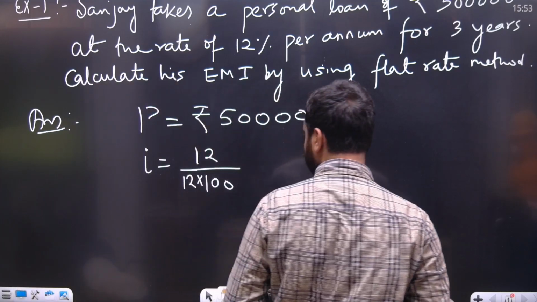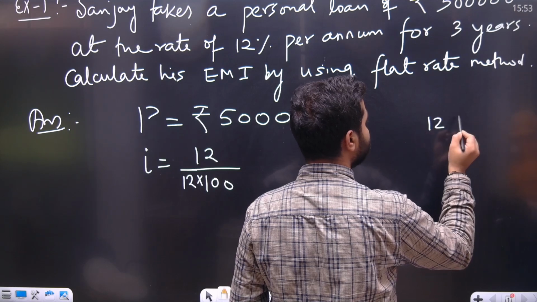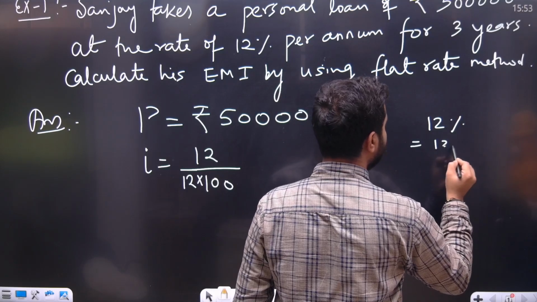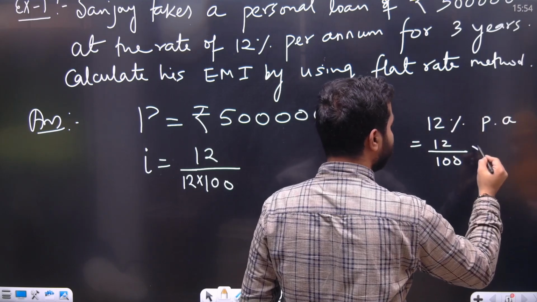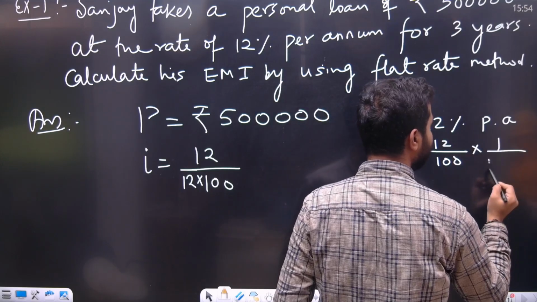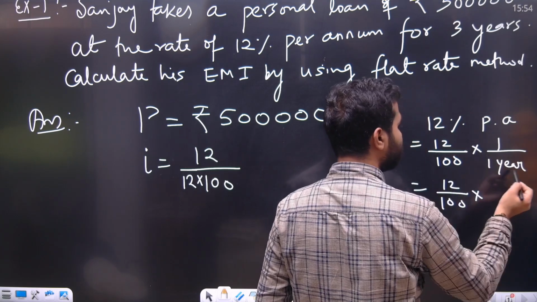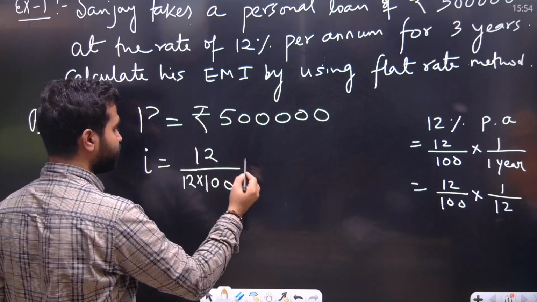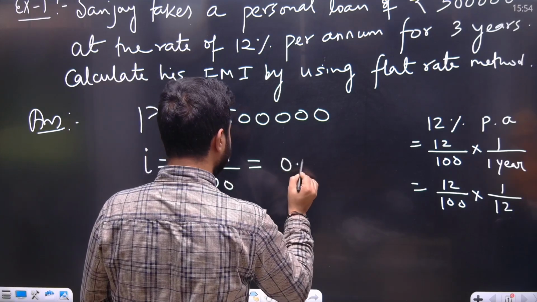Again I am discussing this part. The rate of interest was 12%, which we can write as 12 by 100. It was per annum, and per annum means per year, that is 1 by 1 year. So multiply 12 by 100 by 1 by 12, since in 1 year there are 12 months. Dividing, you will get the value 0.01.